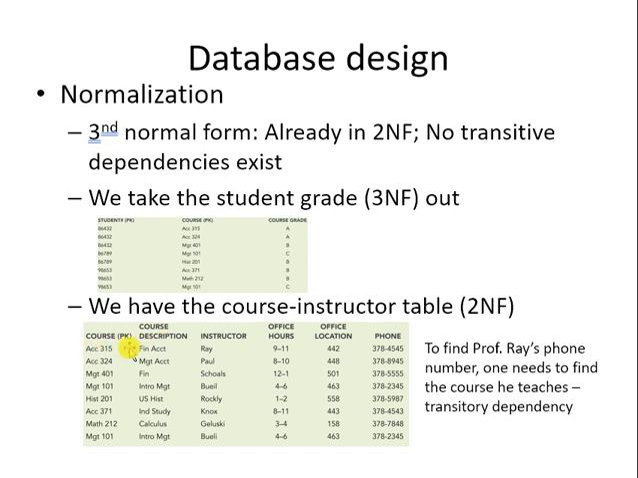If the course number is the primary key, then the professor's phone number actually has nothing to do with the course number. We call these transitive dependencies. All the attributes here should only describe the primary key, which is course number, but the phone number has nothing to do with course number. So we're going to break this table down again.